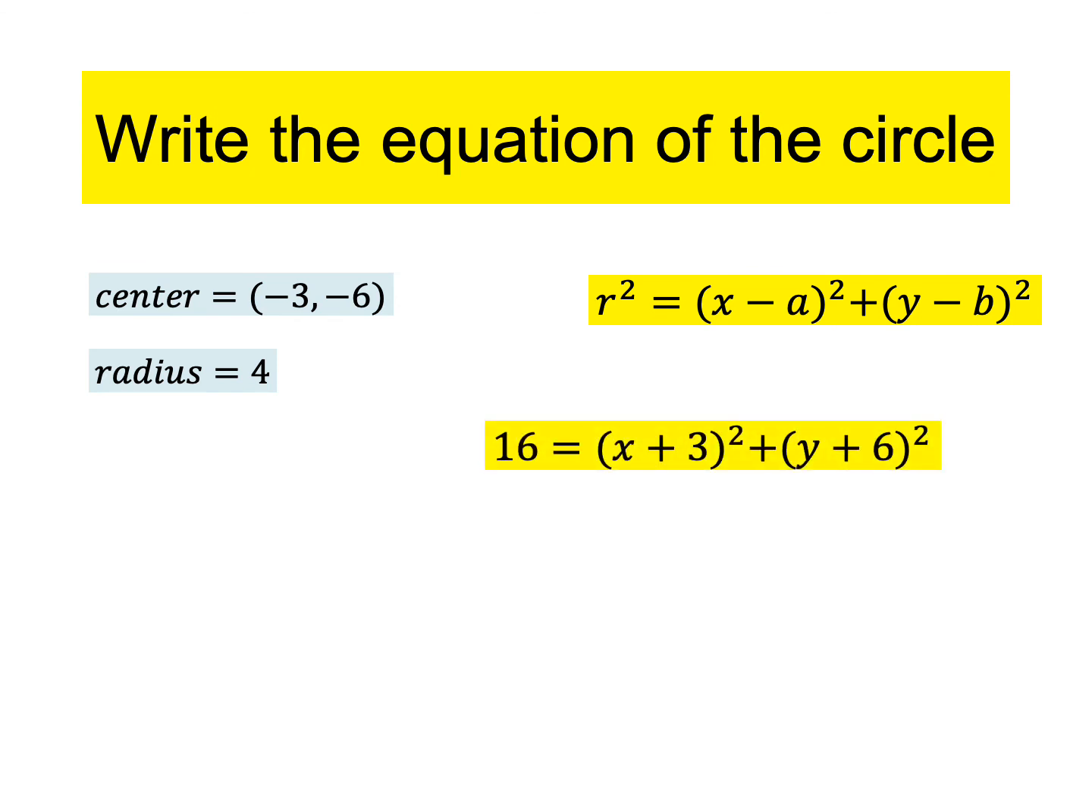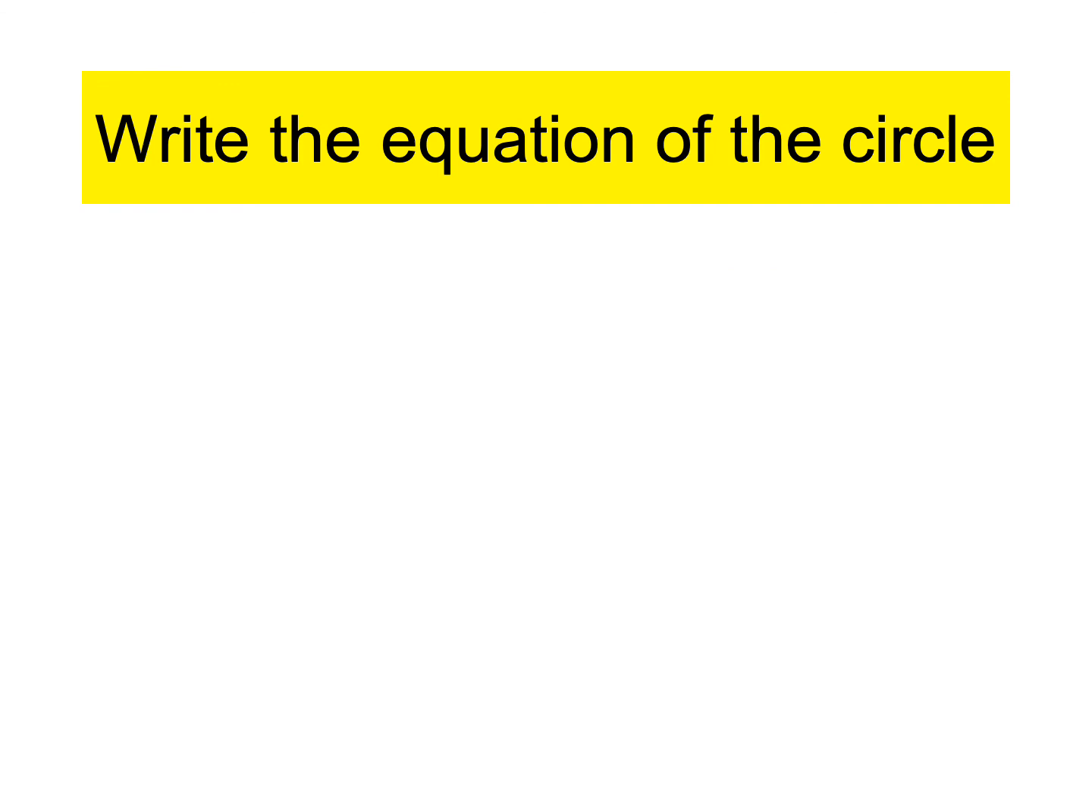And it doesn't say b, it says minus b. So minus negative 6 would be plus 6. In other words, once again, the opposite. Is that starting to make sense? Let's do another one.